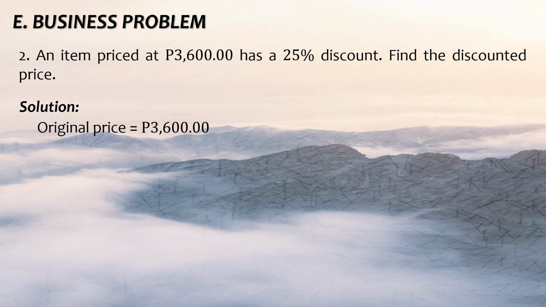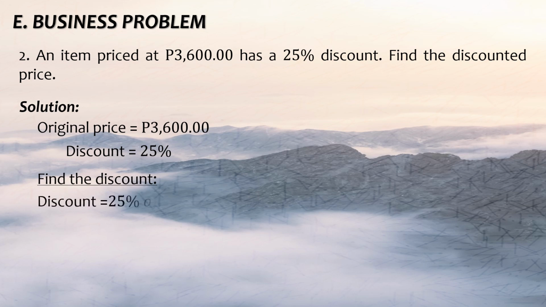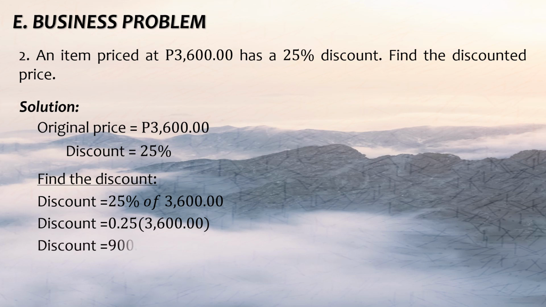The original price is 3,600 pesos. The discount is 25%. So, for us to find the discount, the formula for discount is 25% of 3,600. Or, we will multiply 3,600 pesos sa 0.25 in terms of decimal number. So, when we multiply the two numbers, the discount is 900 pesos.